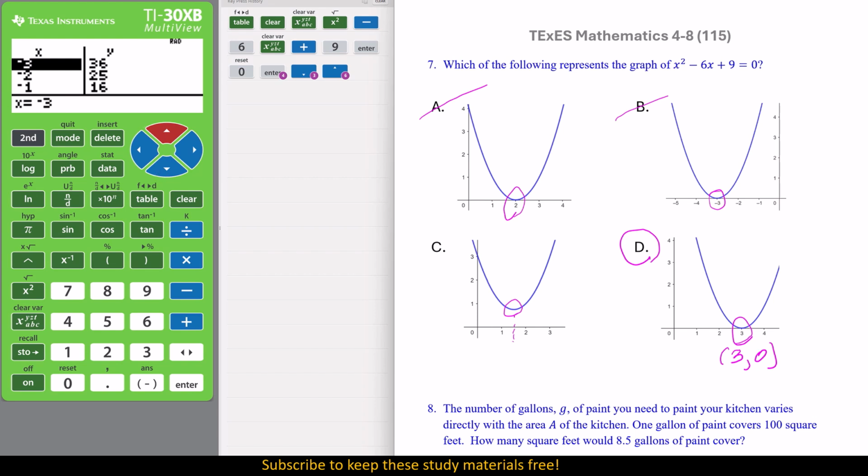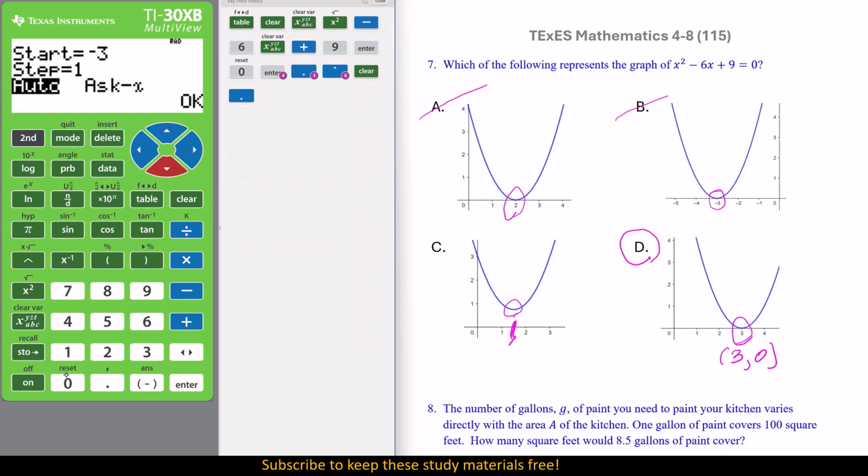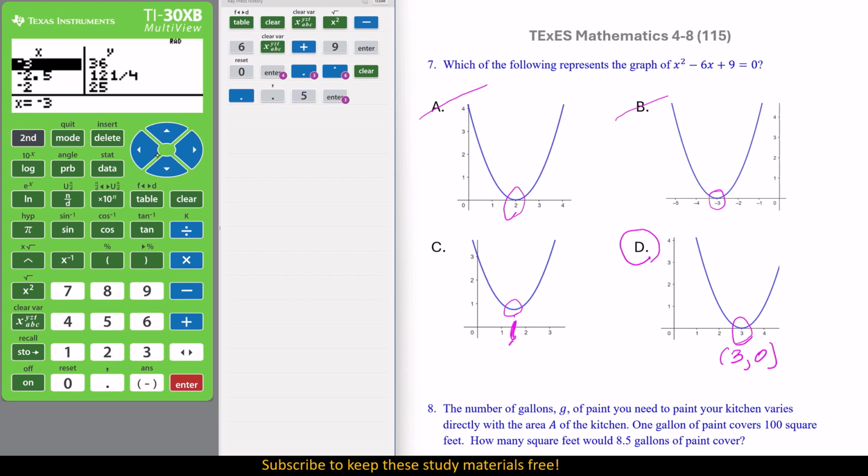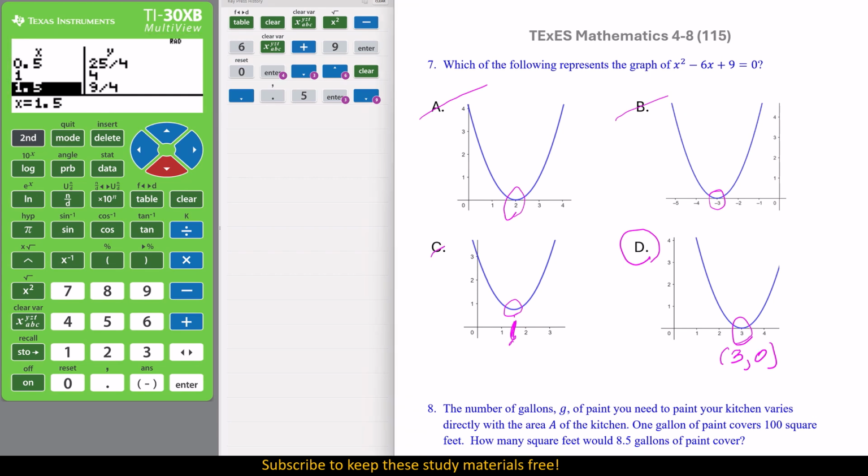If you want to, we can look at 1.5. How do you do that? Clear, go back to steps, and you can do it two ways. You can either go to steps or go to ask. It doesn't matter. If you want to do steps, you do zero point 0.5, enter, and keep entering. And then you would actually have to go and see where it says, oh, no, one more right there. You can see that that obviously would not be it. Okay, so it is verified that we have D is the correct graph.